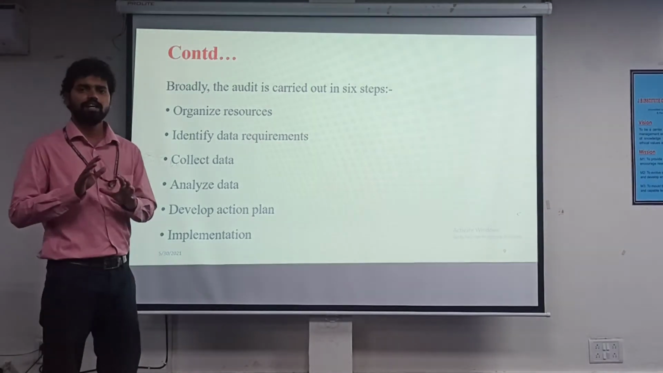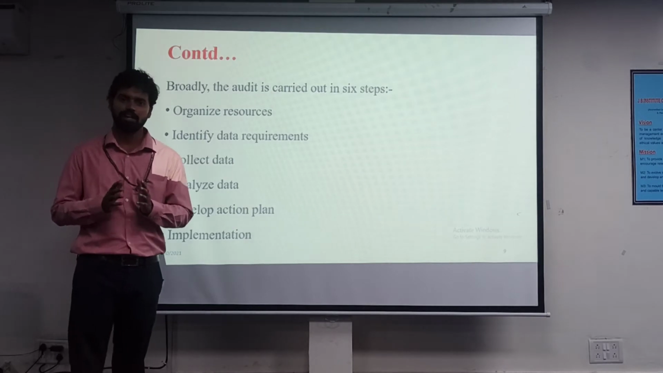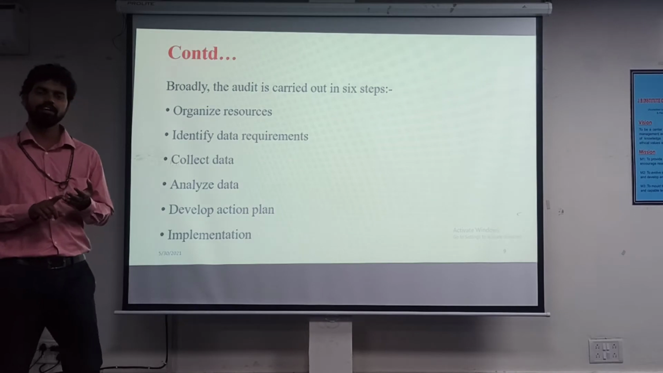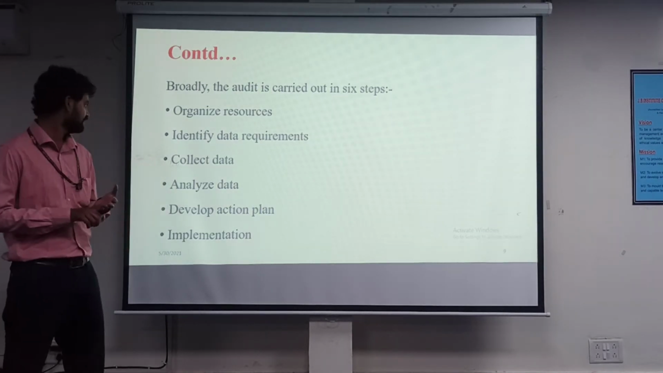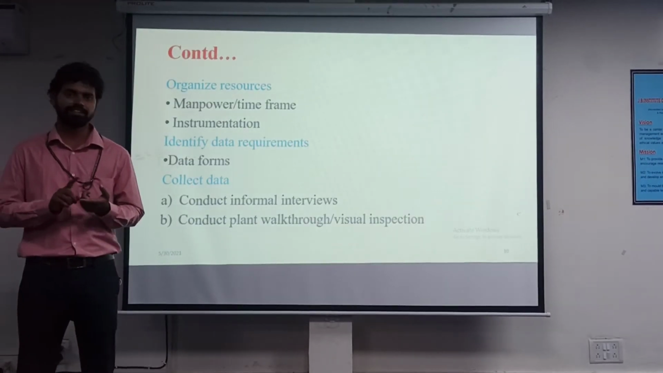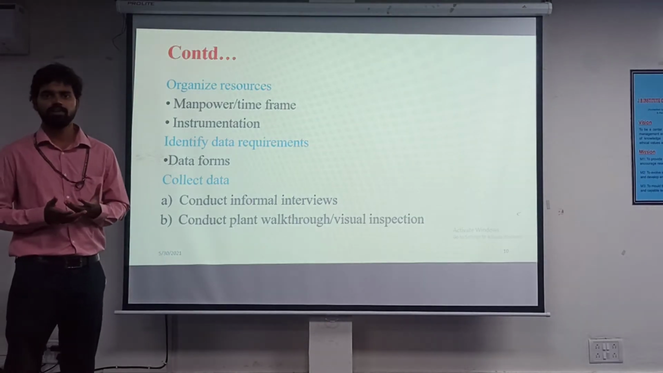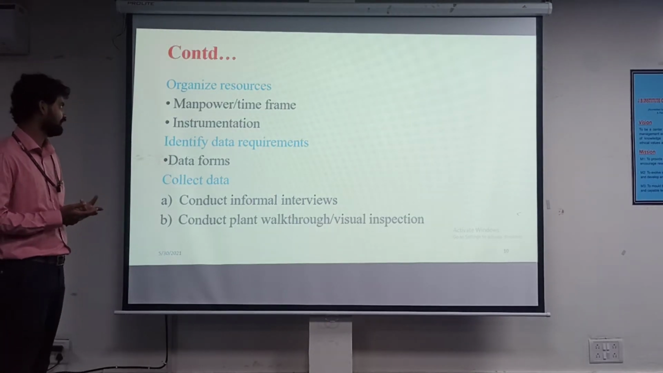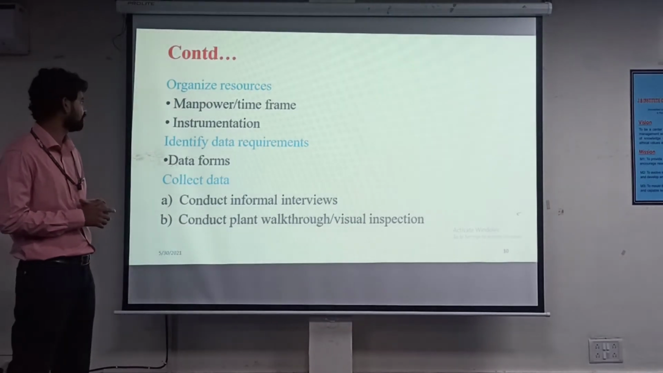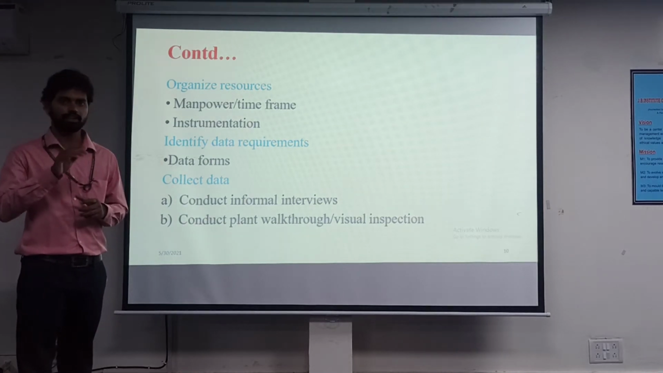And what are the main steps that are carried out in preliminary energy audit? There are 6 steps: identify the data forms, organize resources, collect the data, analyze the data, evaluate the data, develop action plan and implementation of this action plan. Now coming to the organized resources, what are the resources we have? One is manpower or time frame, and second one is instrumentation, and the next one is identify data requirements. This data collection is done through some standard data forms.